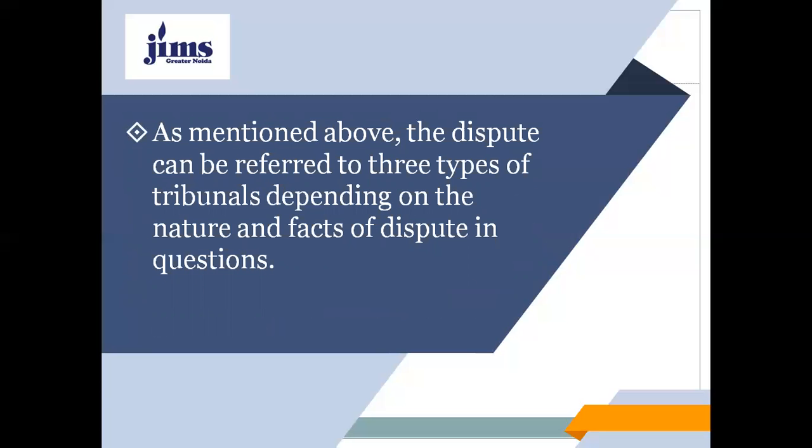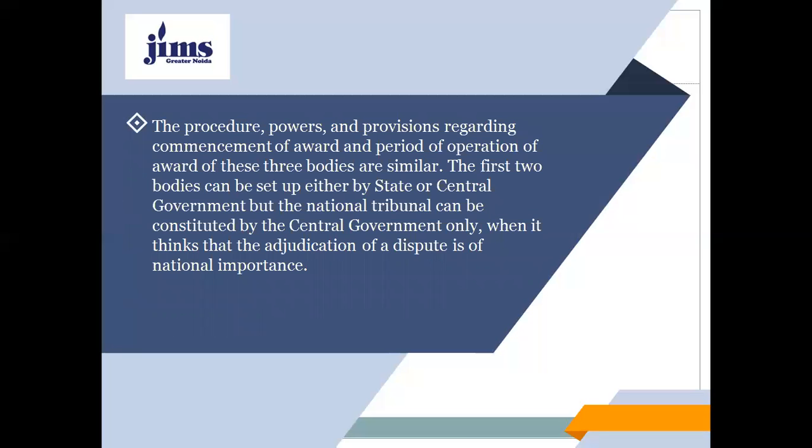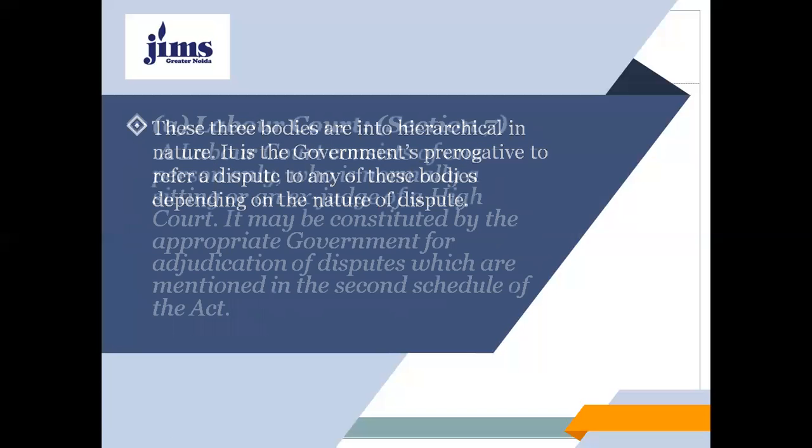It depends to which competent authority the matter would be referred, and that depends on the nature and the facts of the dispute in question. And the procedure, powers and provisions regarding the commencement of award and period of operation of award of these three bodies are similar. The first two bodies, the labor court and the industrial tribunal, can be set up either by the state or the central government, but the national tribunal can be constituted by the central government only, and when it thinks that the adjudication of a dispute is of national importance.